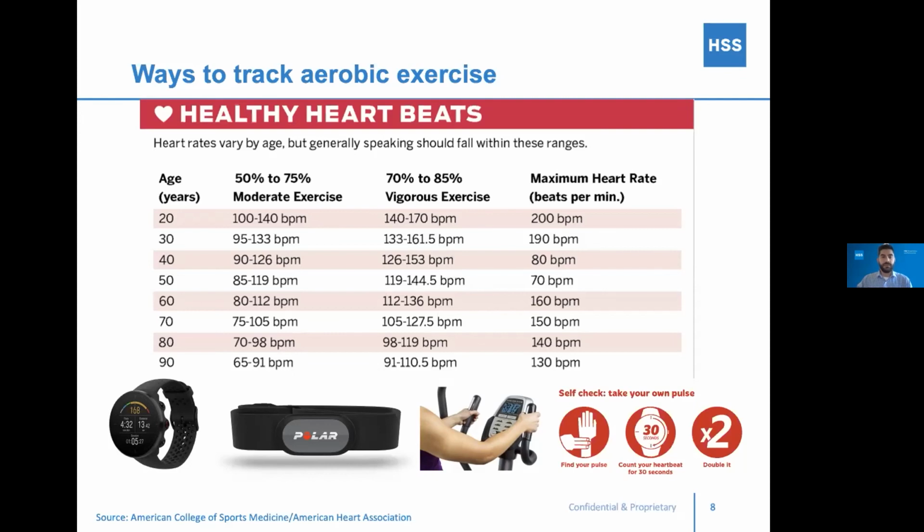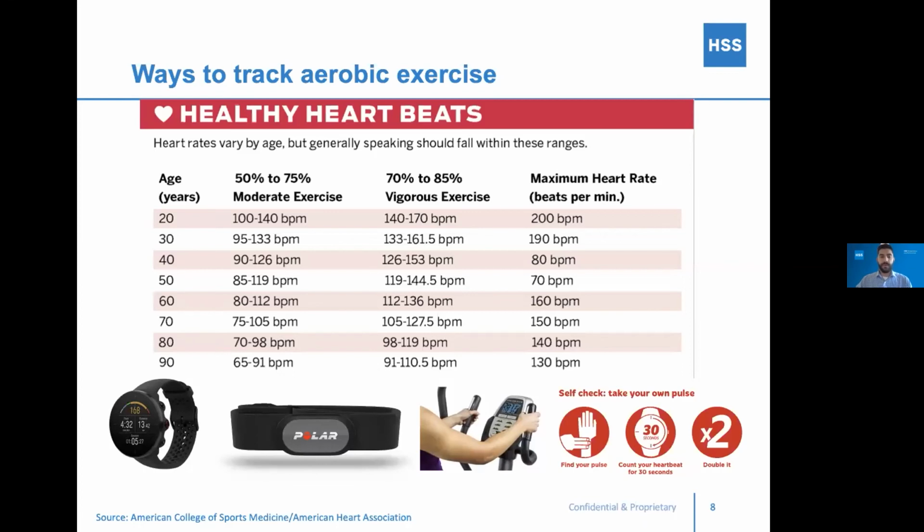You would want to do this for 30 seconds. Whatever that number is, you would multiply it by 2. So if we go back to our example of a 60-year-old adult, let's say they want to fall into 50 to 75% of their max heart rate. So that would be moderate exercise. So let's say they're aiming for 100 beats per minute.